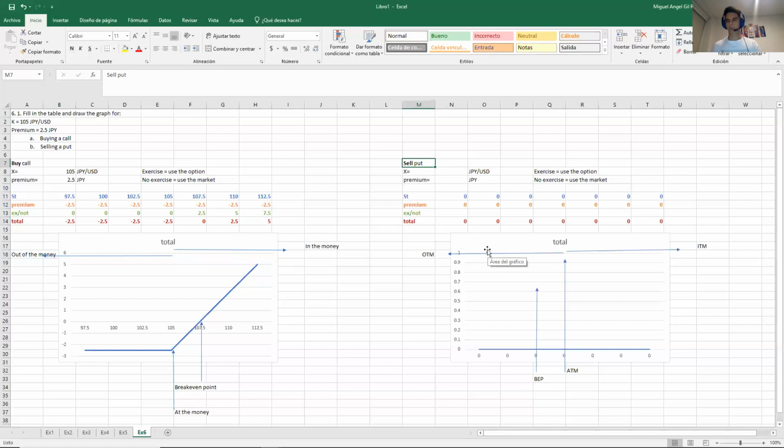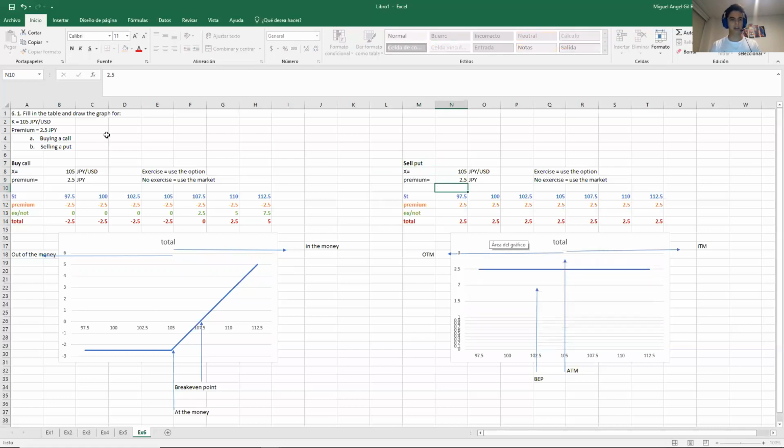I think very few people were confused about selling and buying, but let's take the chance of revising that in here. I will fill in the graph with the same data. Remember, it's the same data. The only thing that changes is that now we are selling a put, and that's pretty important. But apart from that, it's the same data, 105 and 2.5 for the premium.